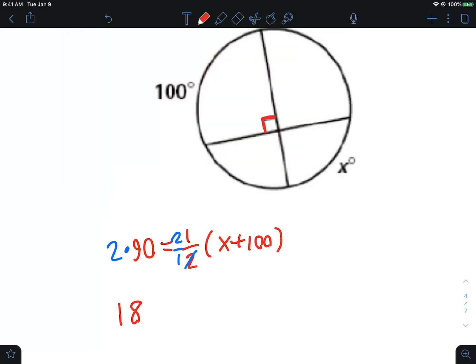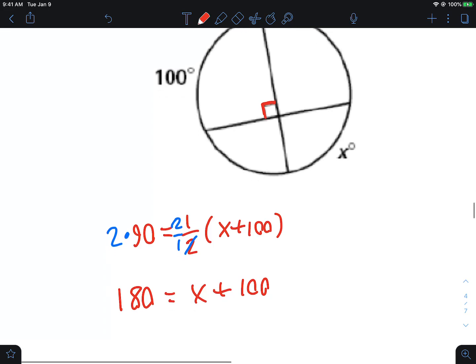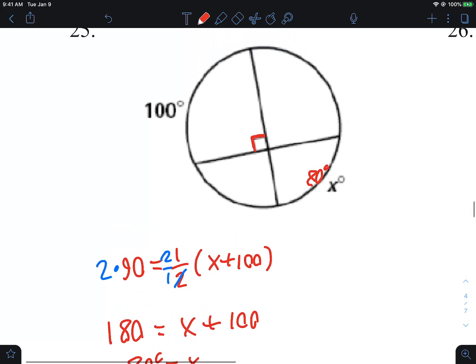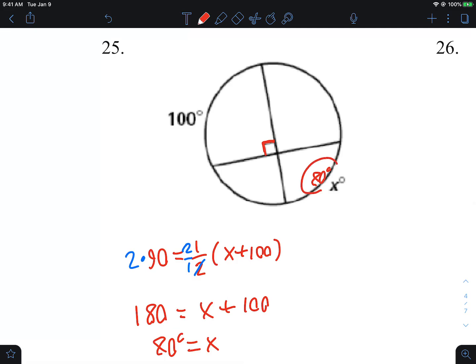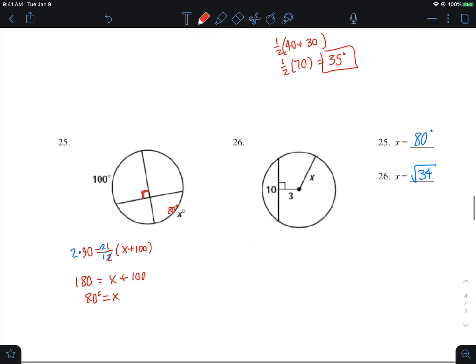So that'll get us 180 over here, and then equals x plus 100. And then we can subtract, and we can get x is 80 degrees. And then that'll be it right there. And then if you want to go and test it out, you can do 80 plus 100, divide that by 2. That should get you back to the 90 here in the middle. So that's kind of a little bit of a special one right there, but using that same idea.